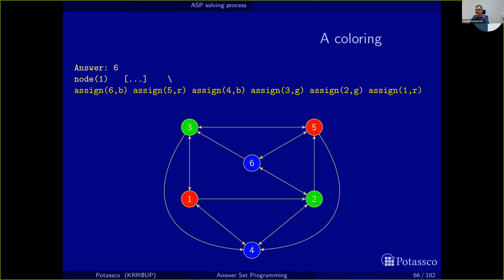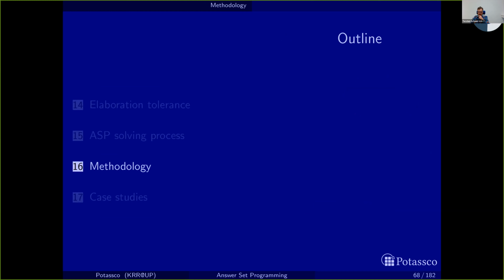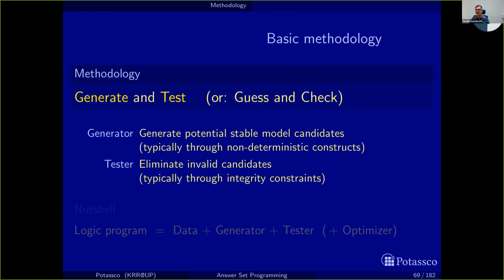This will be the solution, and you're back to you have your solution. That's more or less the workflow. Okay, now methodology. I think we already talked about this, generating tests. Let me be very brief on that now.